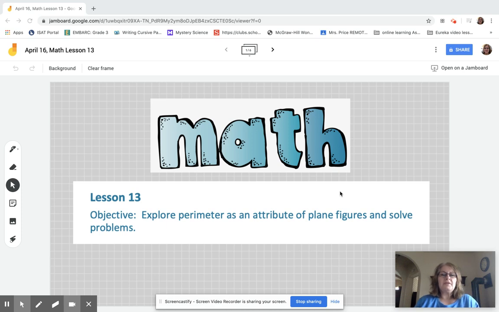Hello, boys and girls. Today is April 16th, and this is our math lesson. We're in Module 7, Lesson 13. The objective of today's lesson is to explore perimeter as an attribute of a plane figure and solve problems. So let's just get to it.